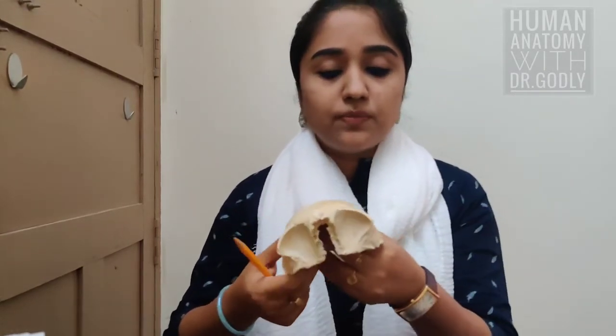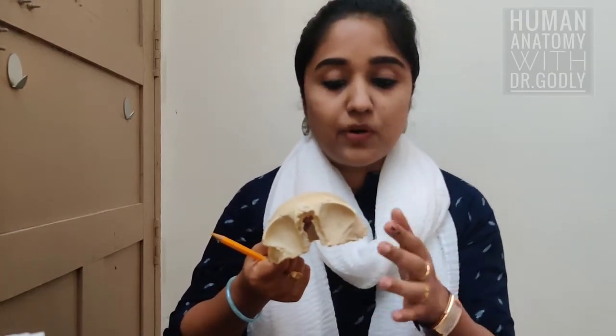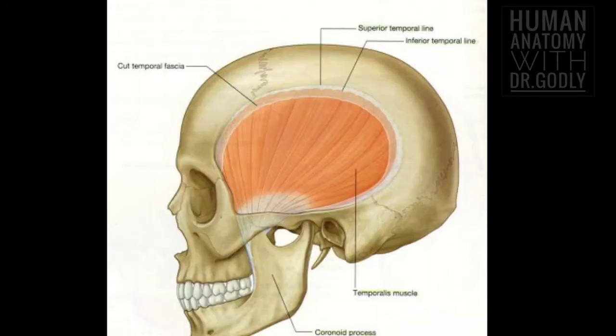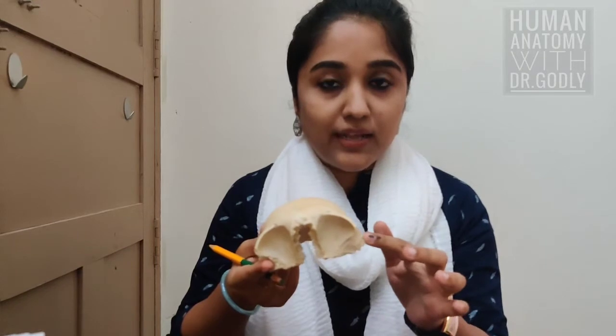The region below the temporal lines is the temporal fossa, which gives attachment to the temporalis muscle and temporal fascia. We'll discuss that while learning about the parietal bone. So that's all about the superior and inferior temporal lines.